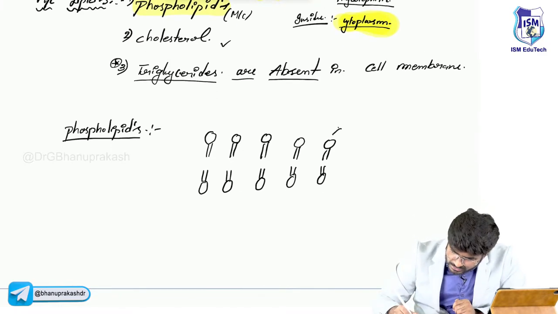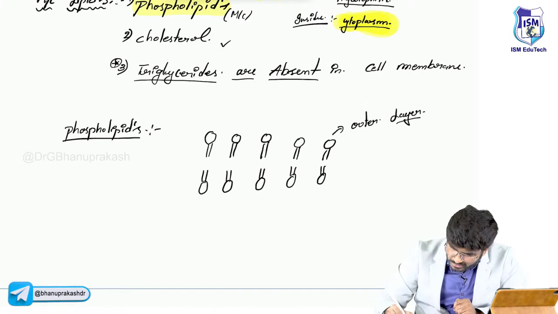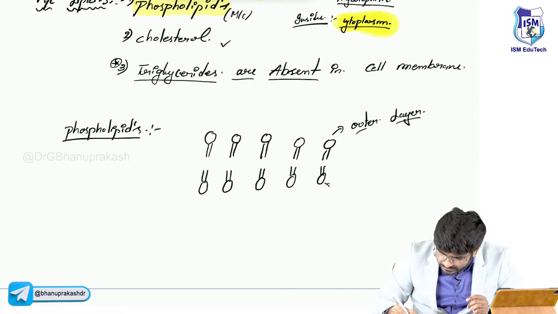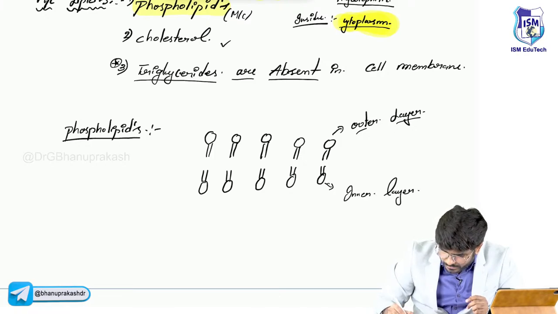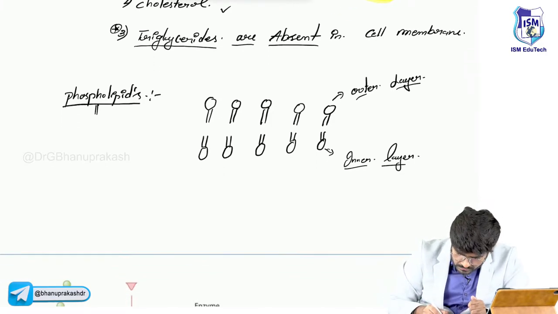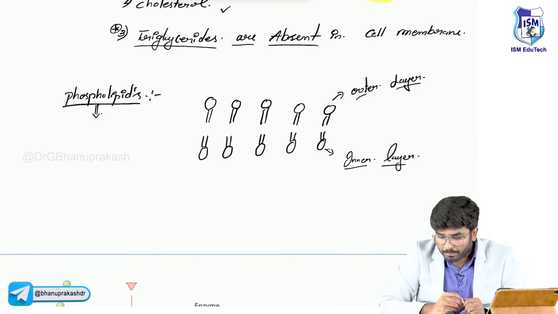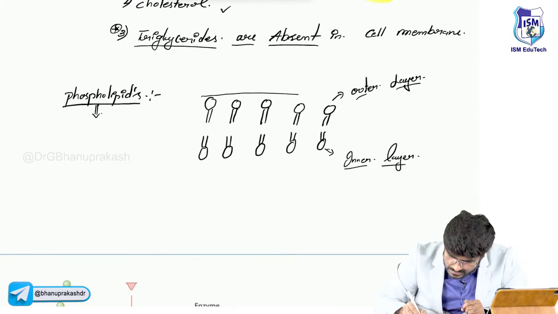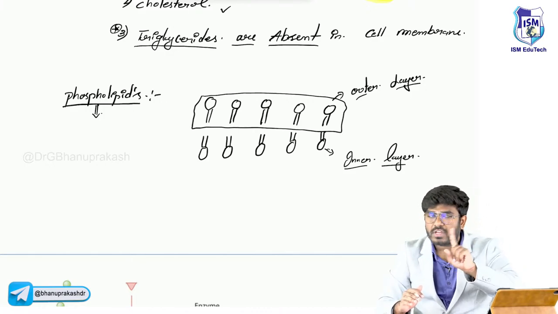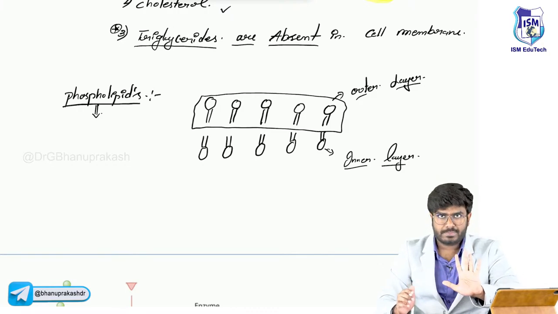Sir, this is the outer leaflet, right? Outer layer, or the outer leaflet. Cell membrane is a bilipid layer. Outer layer, this is the inner layer. Important points. Now, phospholipids, this is a little important. Which type of phospholipids are present in this outer layer and inner layer? The same type of phospholipids are not present in the outer layer and inner layer. There is a little difference in composition.